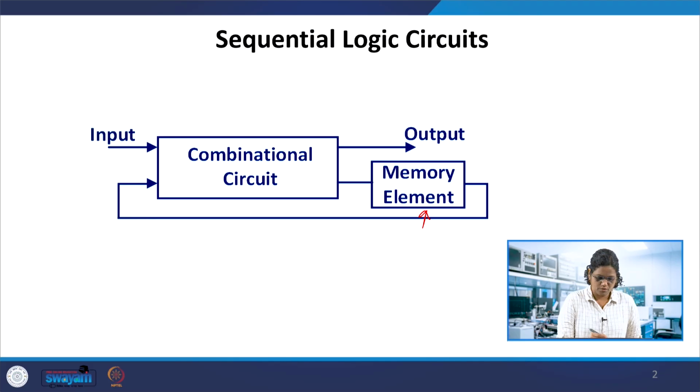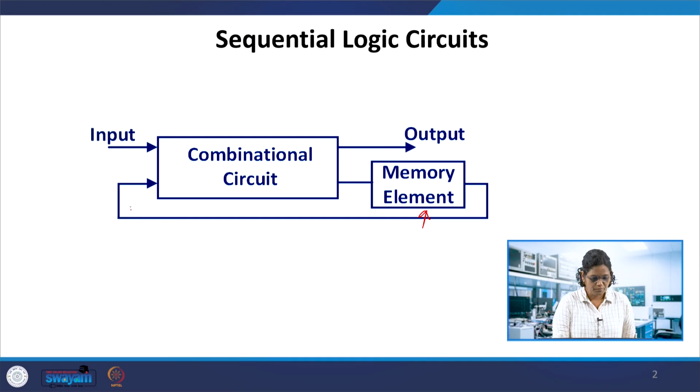Of course, the combinational circuit, which we had learnt in the previous lectures, takes the input and the output depends only on the current input. It doesn't involve any past input or past output. So the past outputs, or the states, of the combinational circuit are fed back again as an input to the combinational circuit.